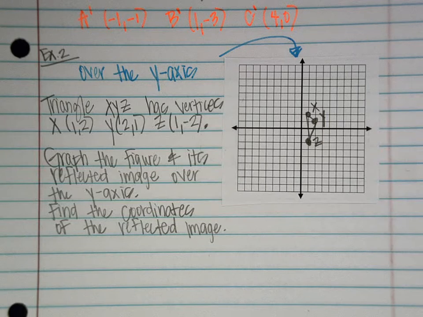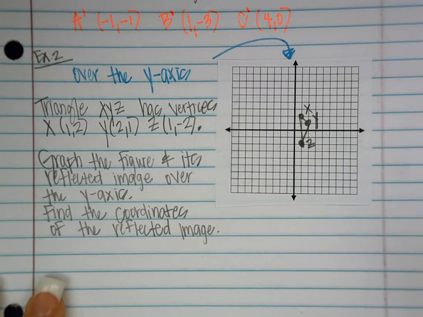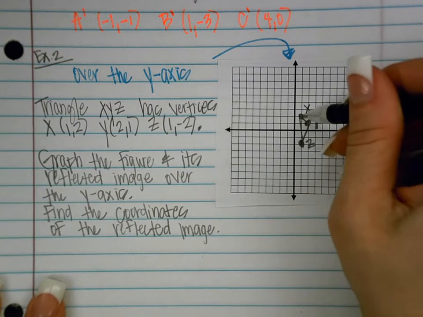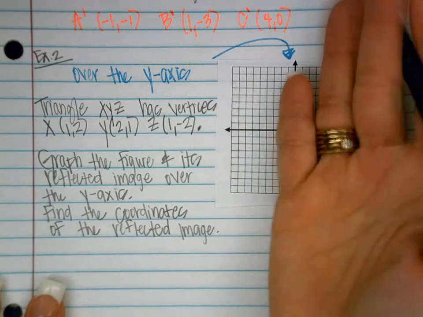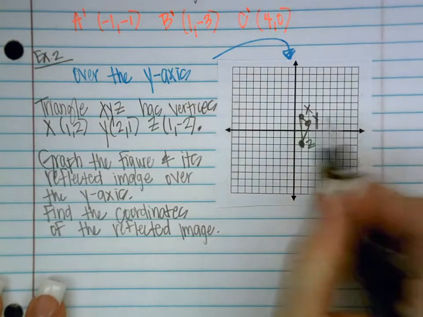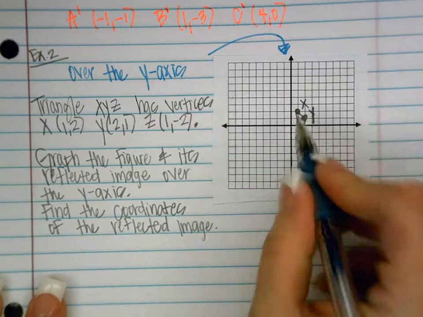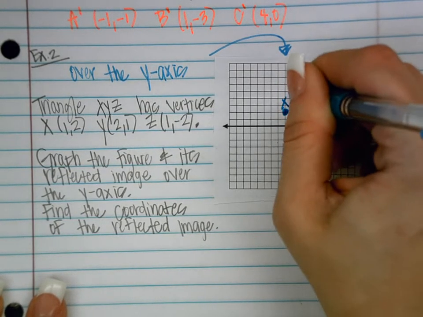So if I'm going to reflect it over the y-axis, if it's easier, you can try to use the patty paper. Or I'm going to show you a different method this way. If we're going to reflect it over the y-axis, you can look at each point and figure out how far away it is. If I flip it over this, is it going to change how far up it is? No. How far away from the y-axis is the X point right now? 1. So that means it would be 1 away on the other side. So that's your new x coordinate.